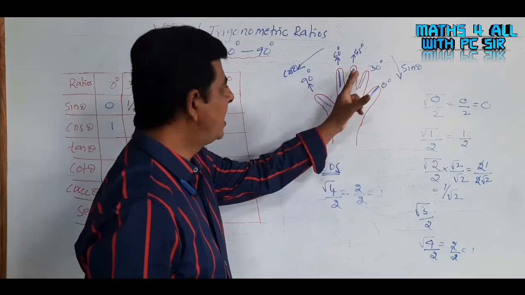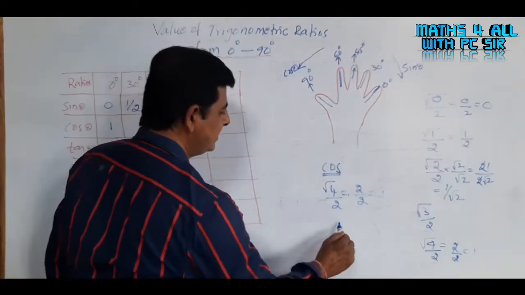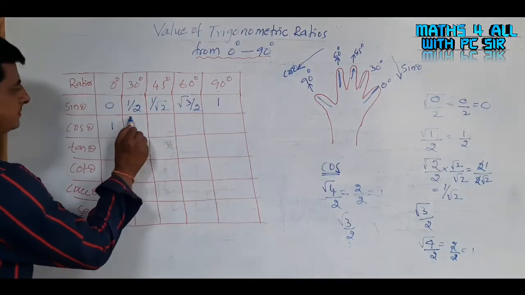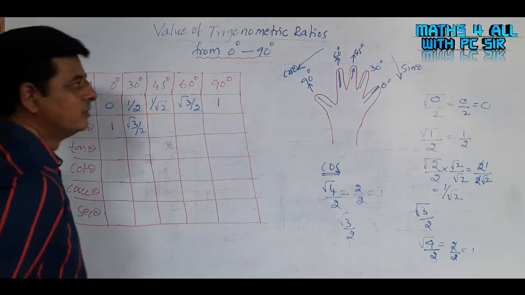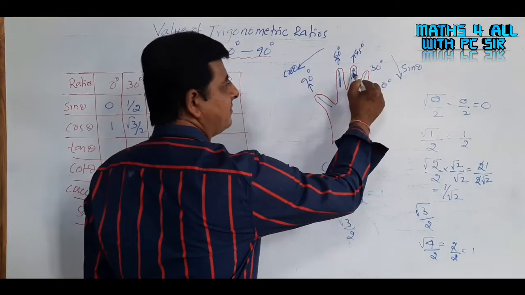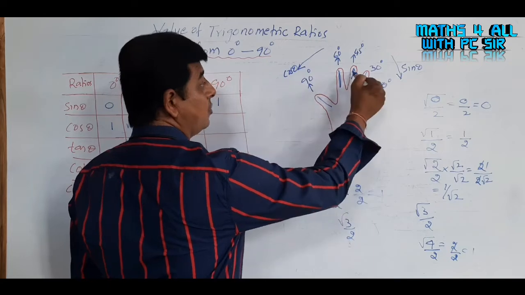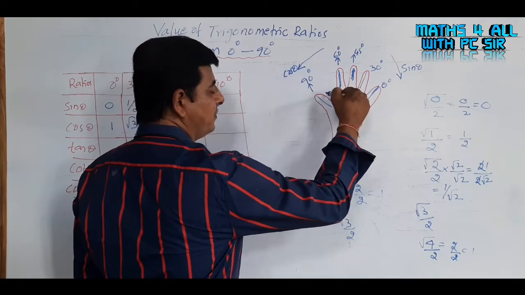Cos 30. Okay, 1, 2, 3 fingers left. That is root 3 by 2. See? Root 3 by 2. Then next, cos 45. 2 fingers left. This side we have to see. Okay, cos 45. 1, 2 fingers.